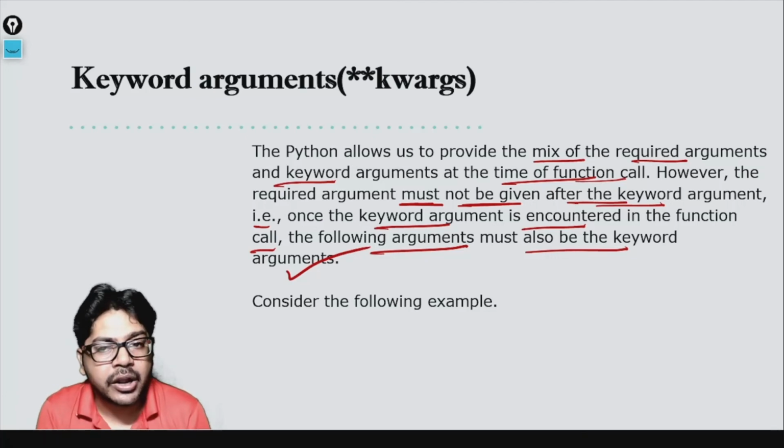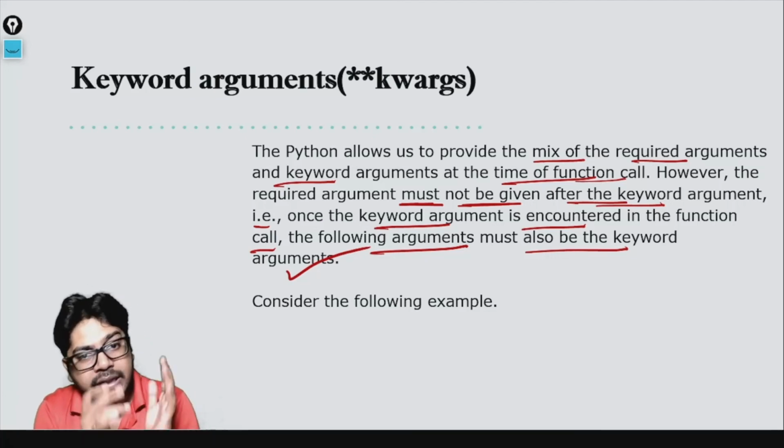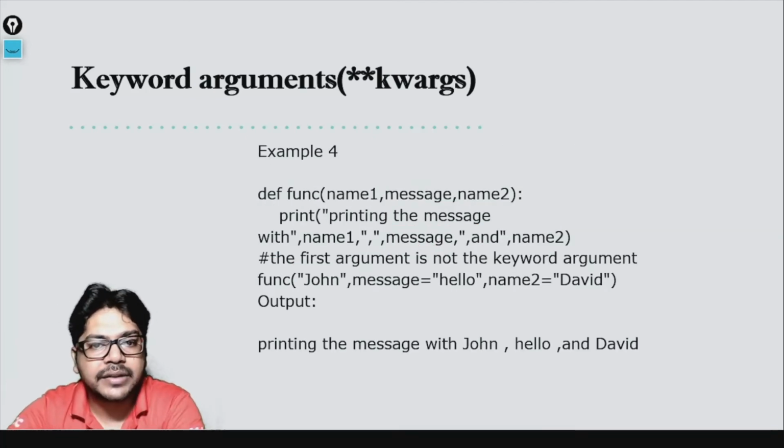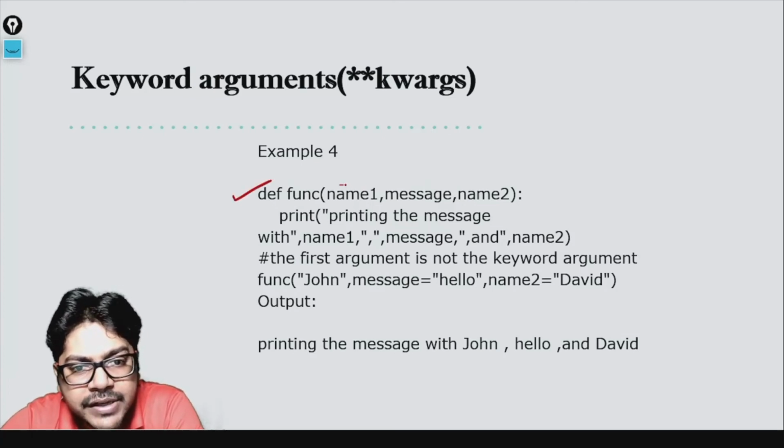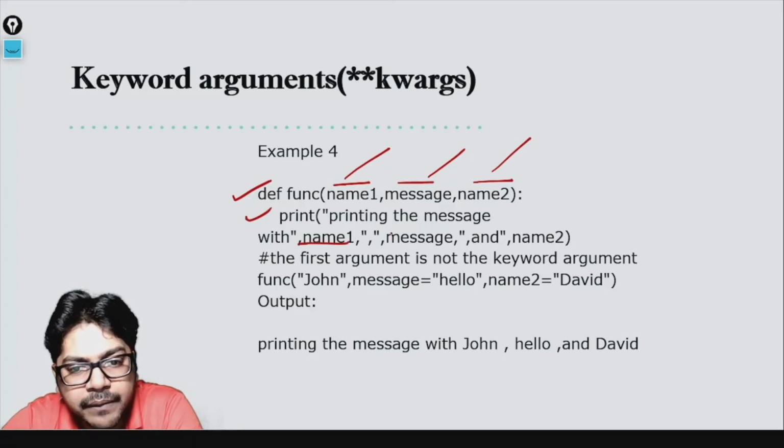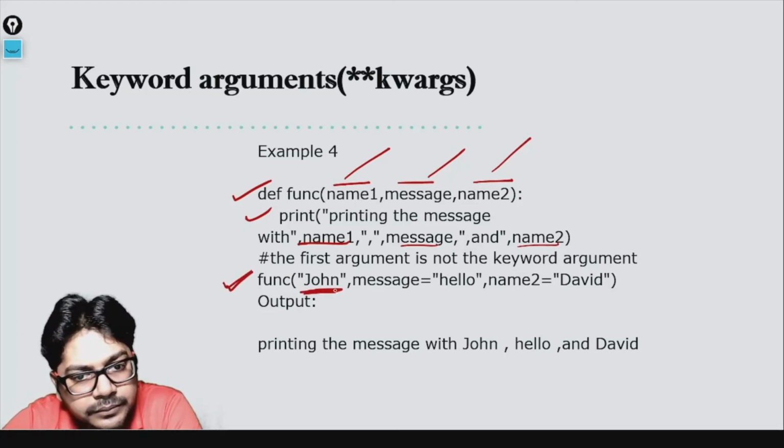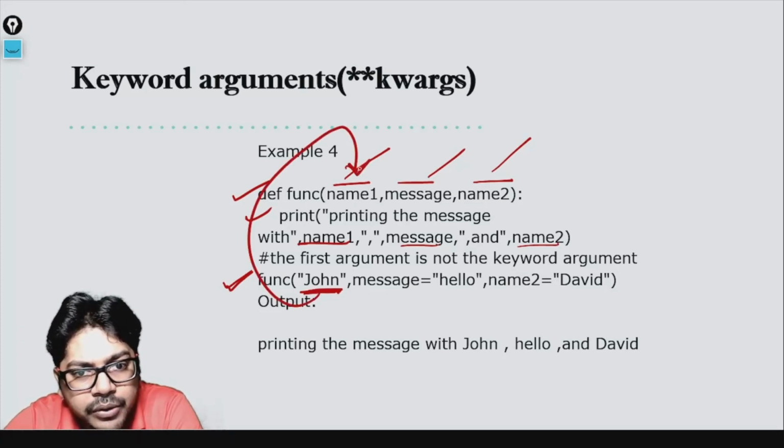So if you want to give a required argument, keep it first, and then after that you give the keyword argument. Look at this example here. We are defining a function with name1, message, name2. These are the three parameters we have. We are printing the message with name1, message, name2. In the function call, we are passing John. So John will be copied to name1, because it is not a keyword argument. There is no keyword mentioned; it is just a required argument.